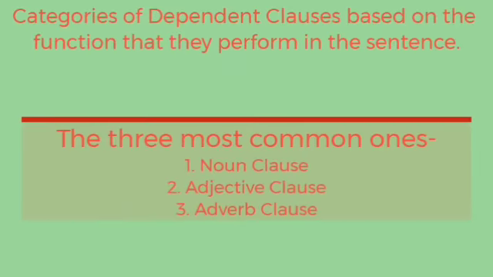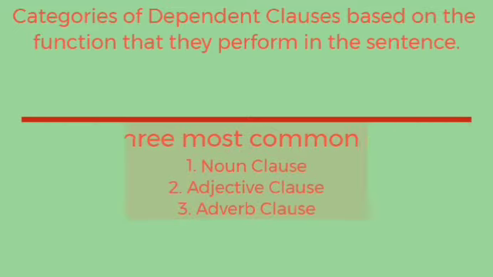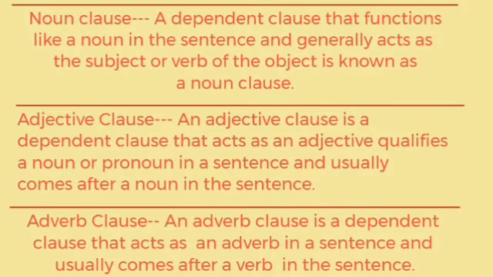The dependent clauses are categorized based on the function that they perform in the sentence. Today, we are going to learn the three most common ones amongst them, namely the noun clause, the adjective clause, and the adverb clause. The noun clause: a dependent clause that functions like a noun in the sentence and generally acts as a subject or an object of the verb is known as the noun clause.